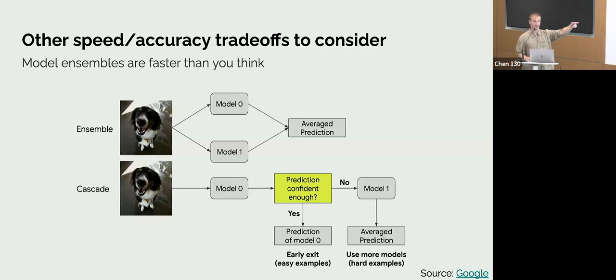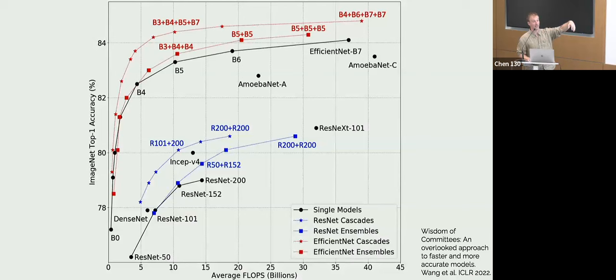There's been some interesting work here that shows you can get very accurate results faster with an ensemble or a cascade of small models compared to just one giant model. And so it's another dimension of speed accuracy trade-offs that you can explore once you have your model working.